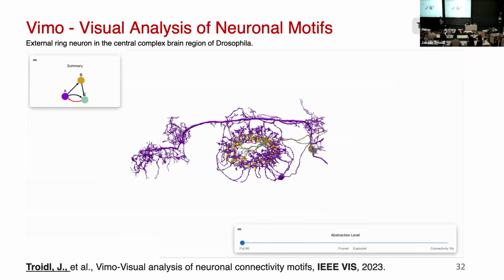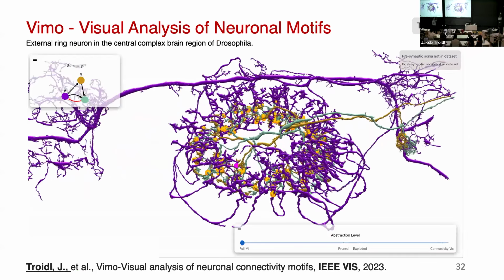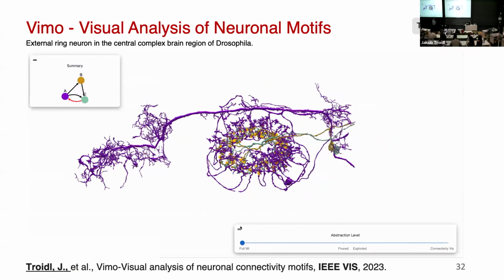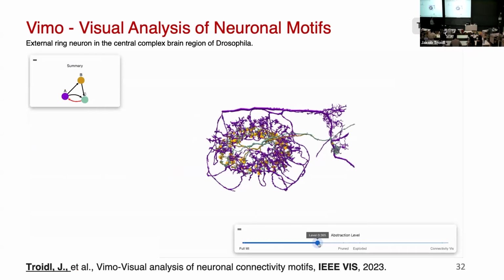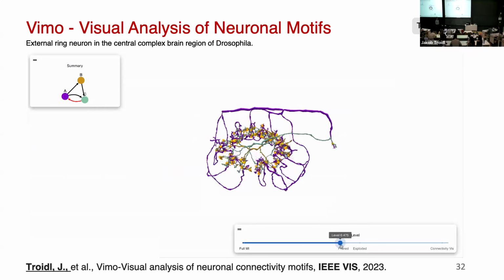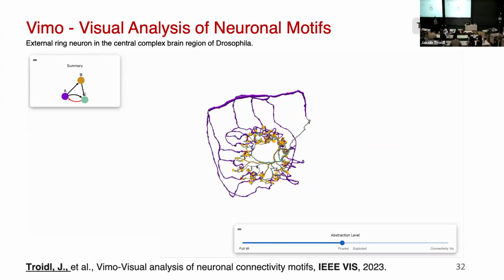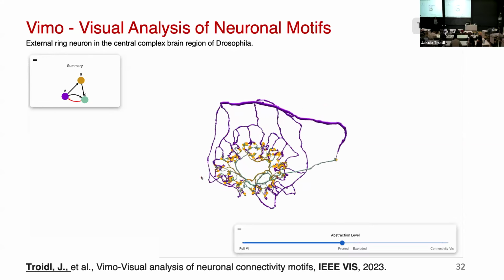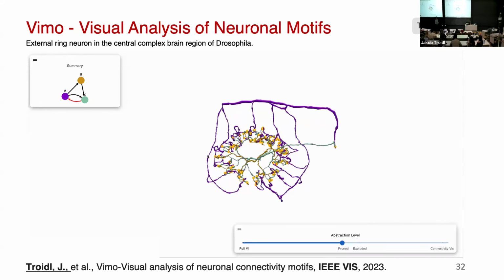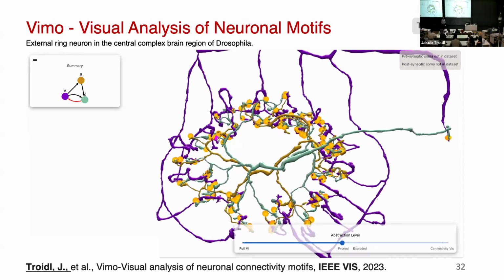Okay, so based on these requirements, we've built an interactive analysis tool called Vimo. In Vimo, users can sketch these small circuit motifs here on the top left, and then look at instances of that pattern, how they're implemented in a connectome. So in this case, this is an example from the central brain of the fruit fly with an external ring neuron that the fly uses to also encode direction in space.